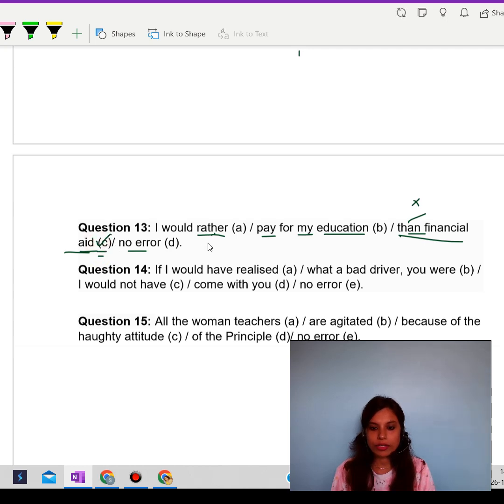I would rather pay for my education than pay for. No, than is not incorrect, but we have to use pay after than, pay for financial aid. Then this is absolutely correct. I would rather pay for my education than pay for financial aid. So this is the little bit of correction that is required in this sentence. Otherwise, it's absolutely all right. Moving over to the next question.